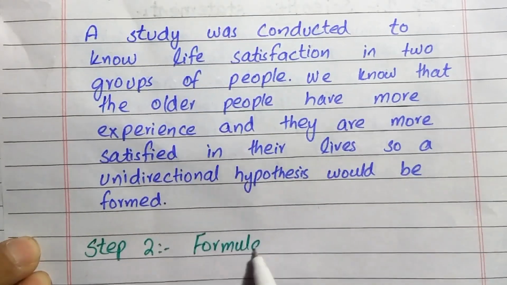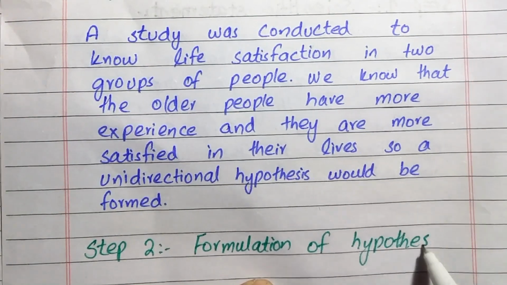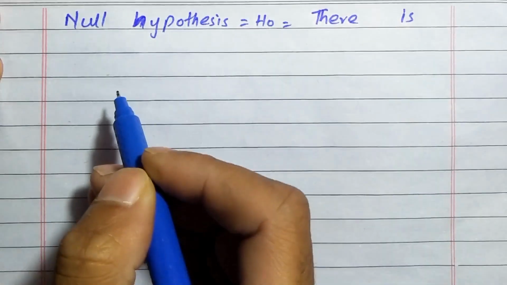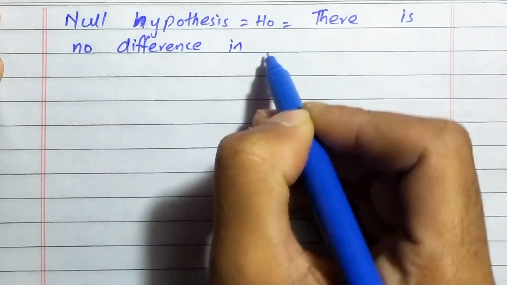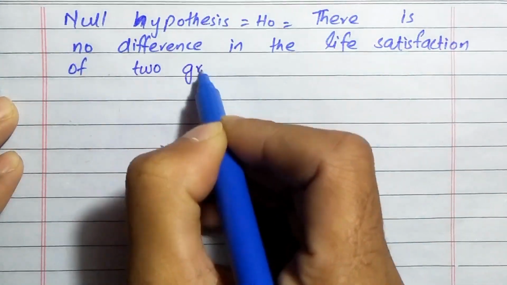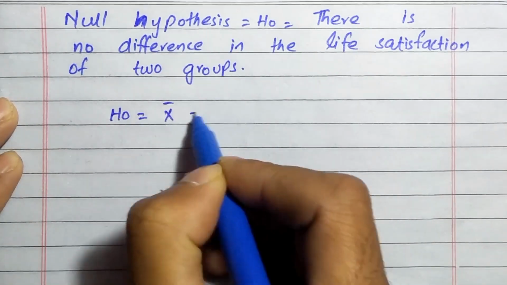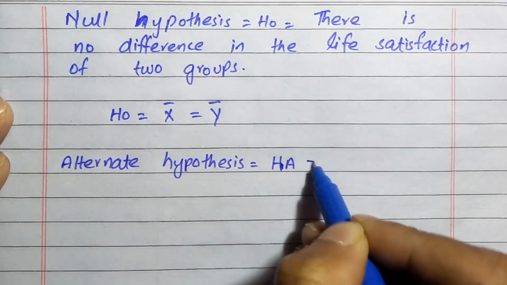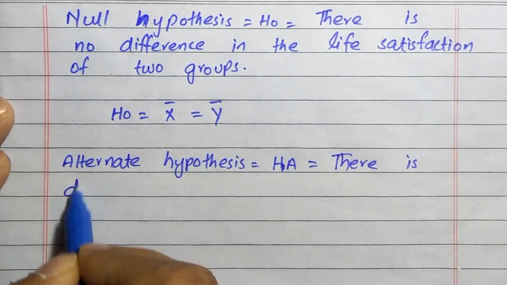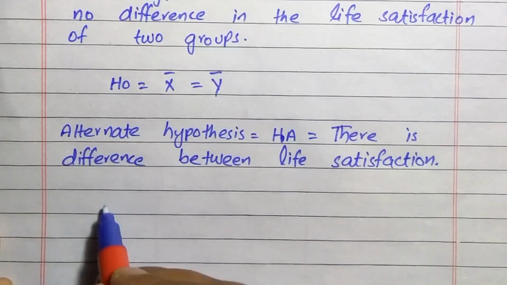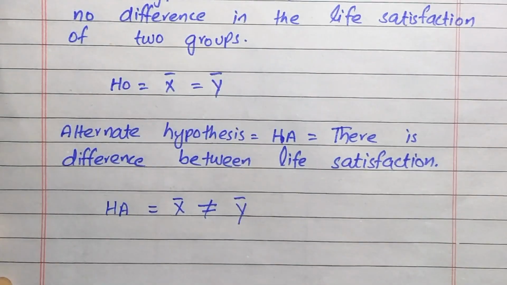Step 2 is formulation of hypothesis. Null hypothesis, H naught, is there is no difference in the life satisfaction of two groups. H naught: X bar is equal to Y bar. Alternate hypothesis, HA, is there is difference between life satisfaction. HA: X bar is not equal to Y bar.